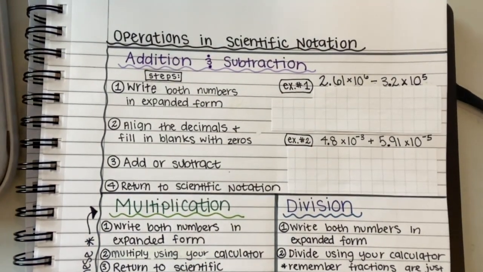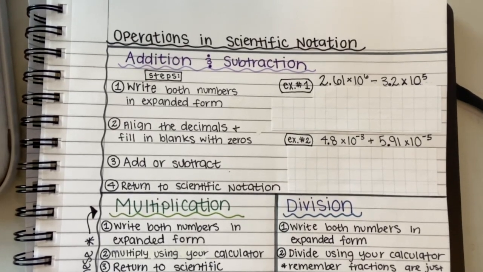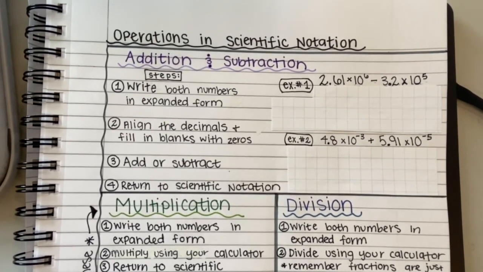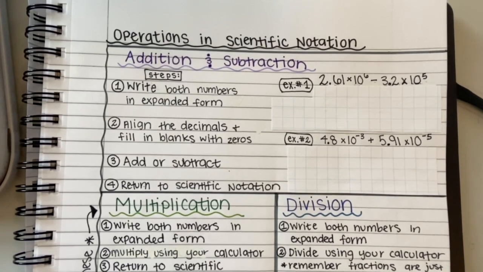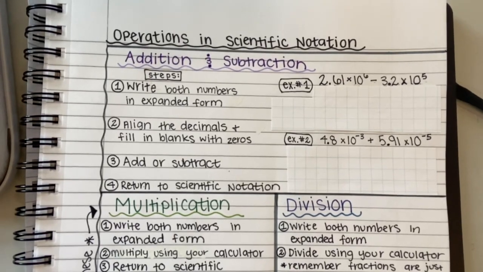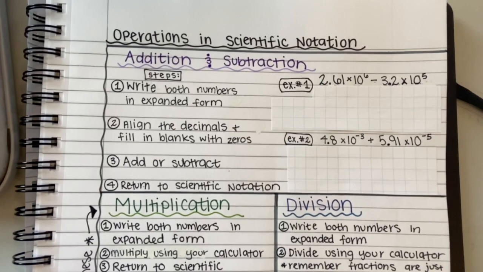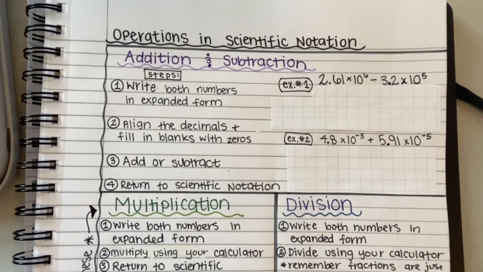After you know how to convert to and from scientific notation and what exactly scientific notation is, it's important to also know how, when given a number in scientific notation, to do operations. So how to do addition, subtraction, multiplication, and division. What we're going to look at first is how to do addition and subtraction in scientific notation.